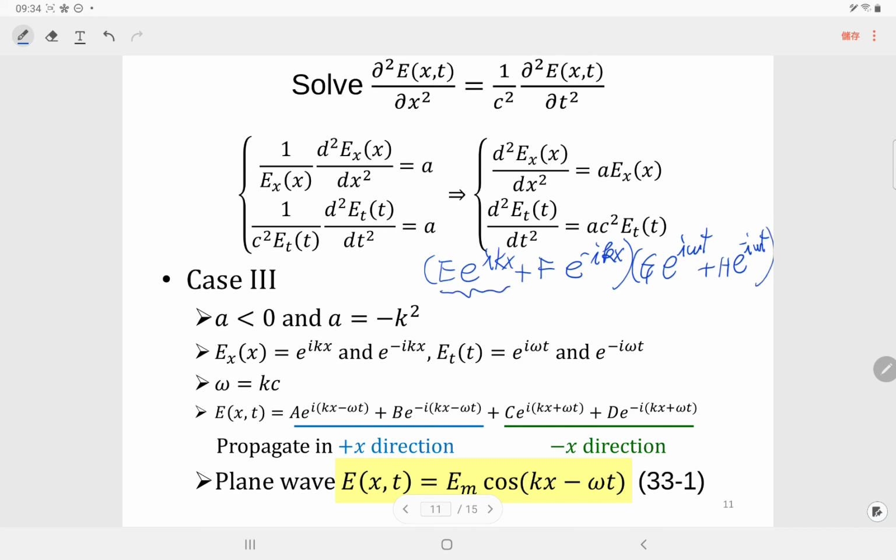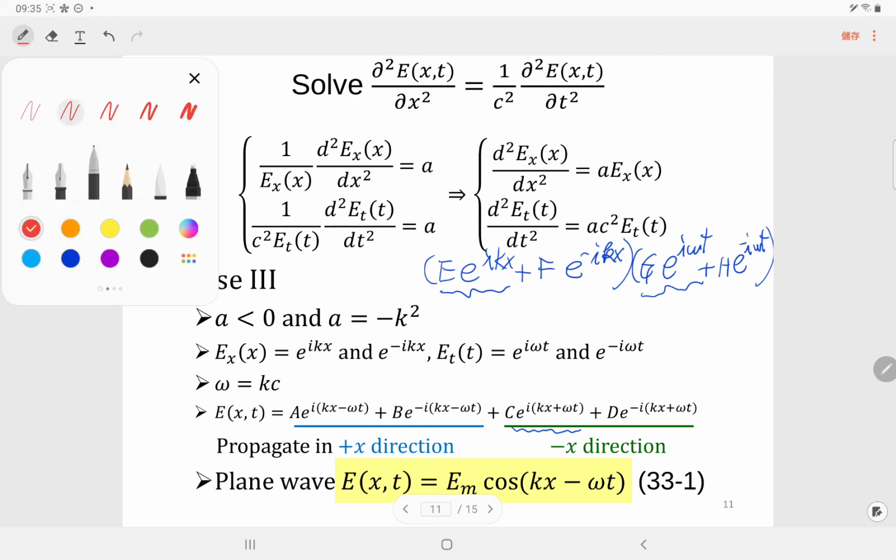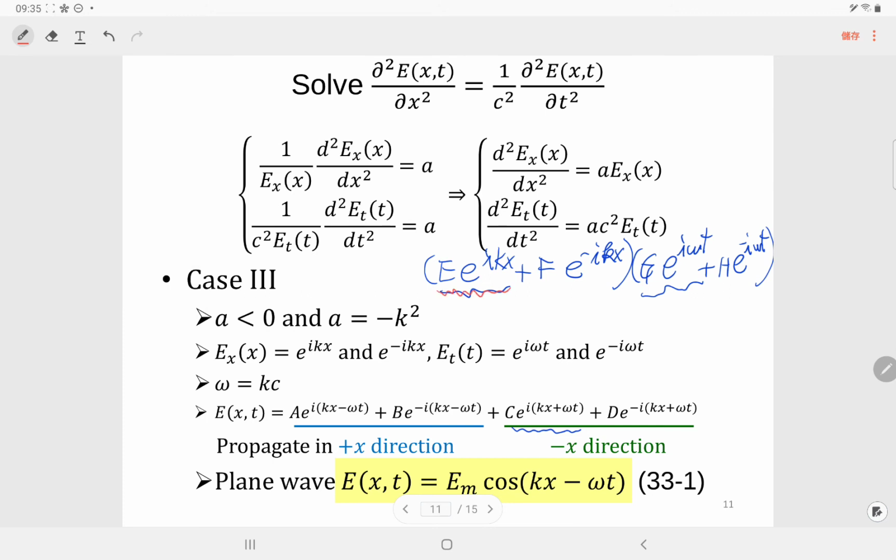So suppose we have this term multiplied by this term. So we will have this one. Or you can just make C equal to EG. And then for the next one, we may have this term multiplied by this term. So we have ikx multiplied by negative i omega t. So ikx minus, so we have this one.